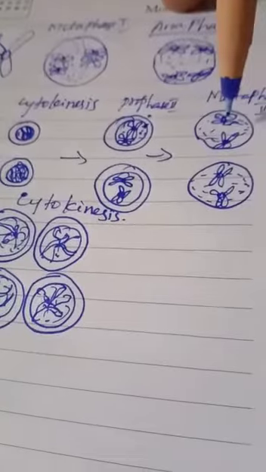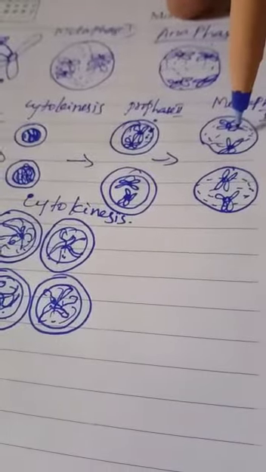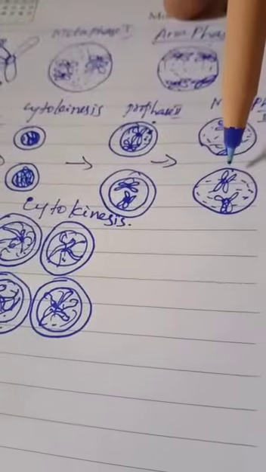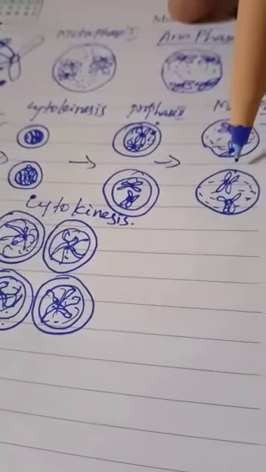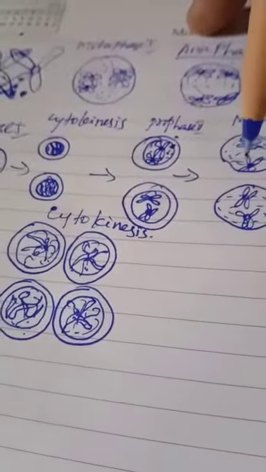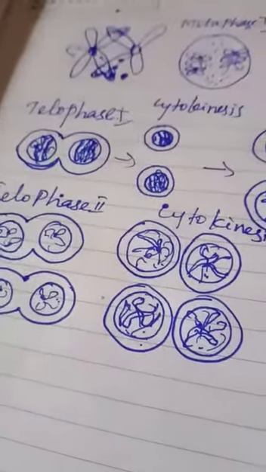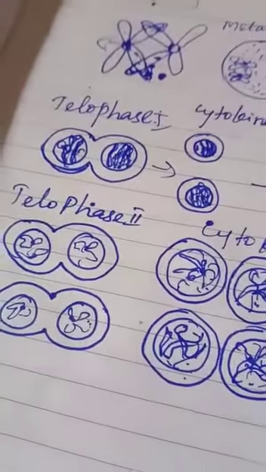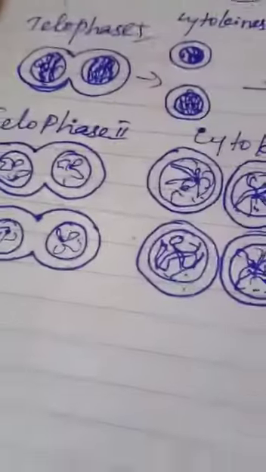In metaphase 2, the chromosomes are arranged at the equator. Then the two chromatids are separated. Then anaphase 2: the separated chromatids become daughter chromosomes. The daughter chromosomes move to the opposite poles.